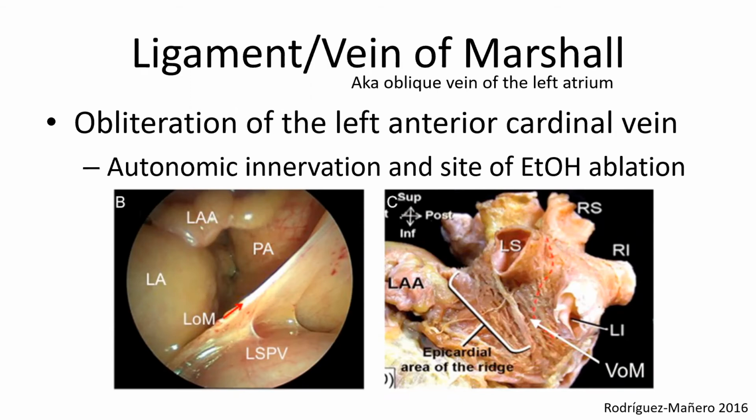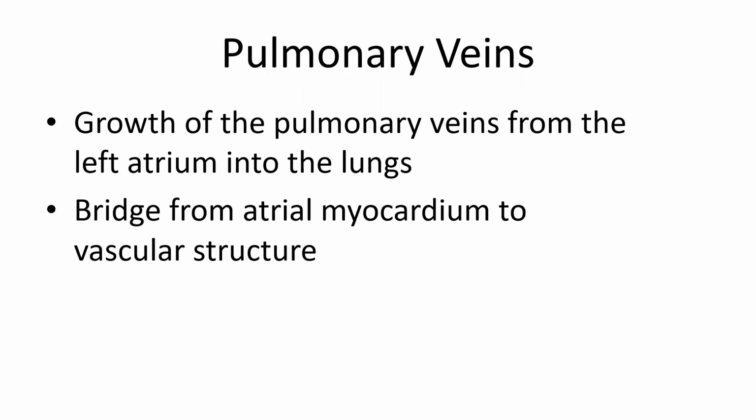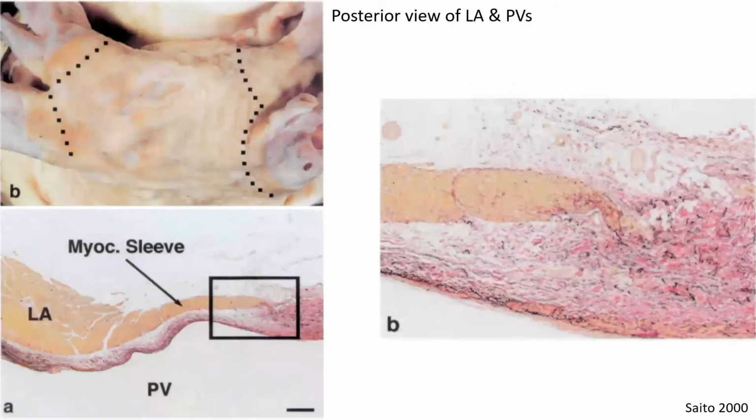The pulmonary veins grow as a common vein that then double bifurcates into the four veins. And at some point, this atrial myocardial structure has to transition to a vascular structure. These micrographs show that pretty nicely, with this myocardial sleeve extending into the pulmonary vein. And it's probably the anisotropy, the anatomical boundary, that plays a part in arrhythmia genesis.